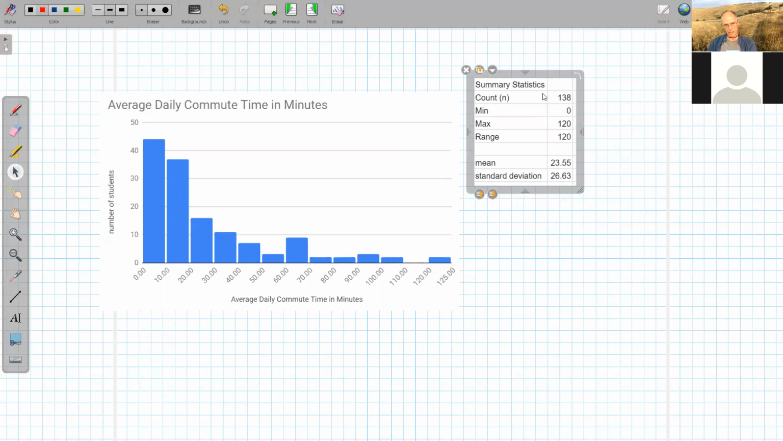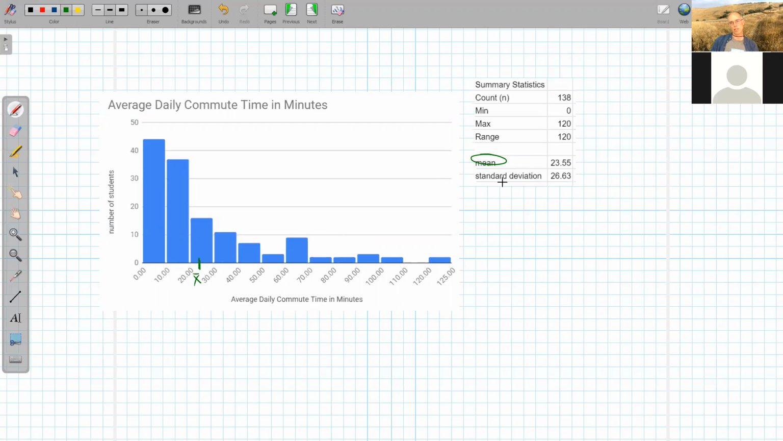All right, so the standard thing I like to do on a histogram when I'm thinking about what the data means is I like to mark off where the mean is. So my mean is about 24, roughly. 23.55, so here's 20, there's 30, so about 24, I'd say it'd be around here. So that's my X bar.